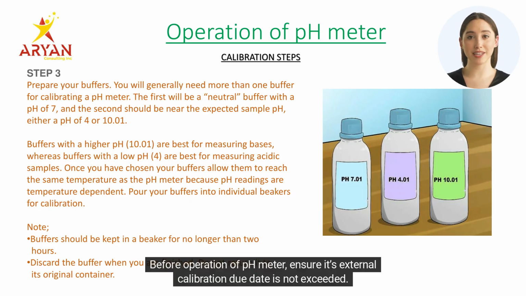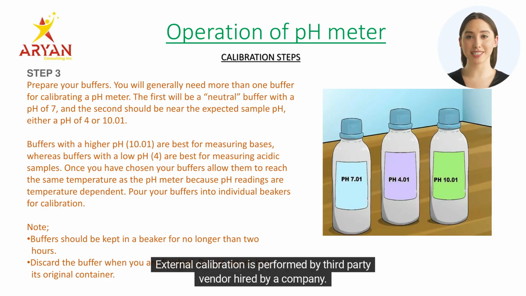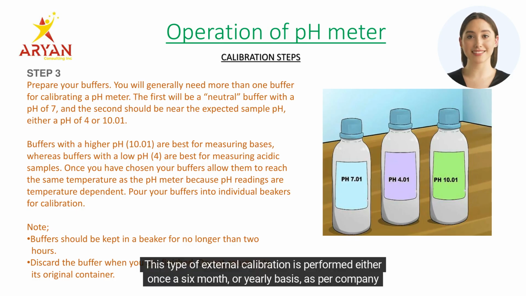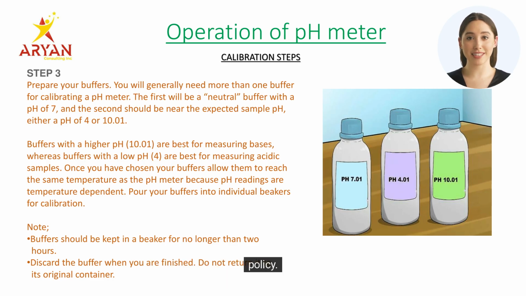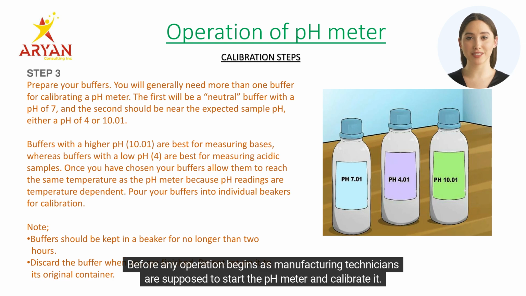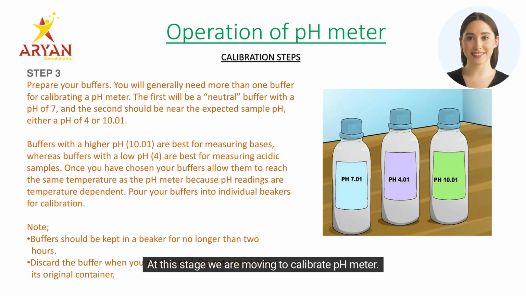Before operation of the pH meter, ensure its external calibration due date is not exceeded. External calibration is performed by a third-party vendor hired by a company. This type of external calibration is performed either on a 6-month or yearly basis as per company policy. Before any operation begins, manufacturing technicians are supposed to start the pH meter and calibrate it. At this stage, we are moving to calibrate the pH meter.